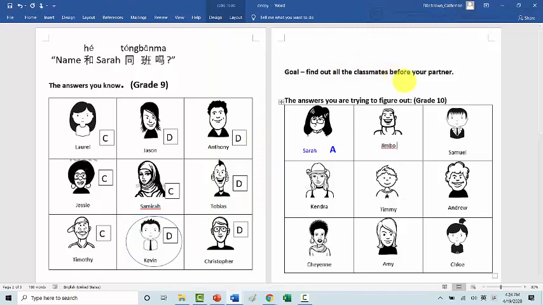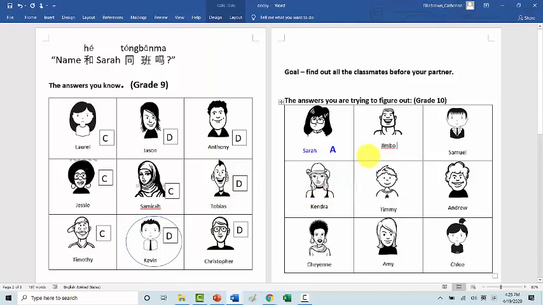Every time you guess right, so if you ask Sarah, 和 Jimbo 同班, and your partner says, 是的, you get to go again. Every time you find a classmate and get a 是的, you get to go again. But every time they say, 不是, and you have to switch letters, it's turnover. It's now your partner's turn.